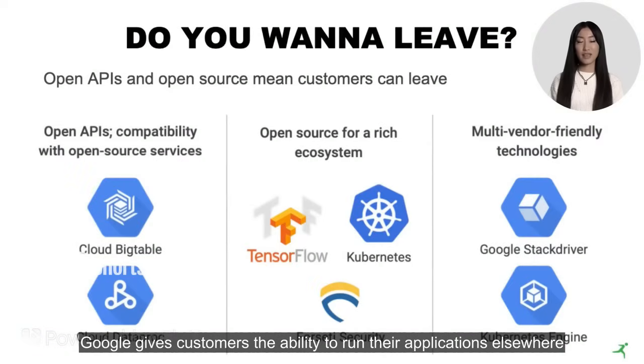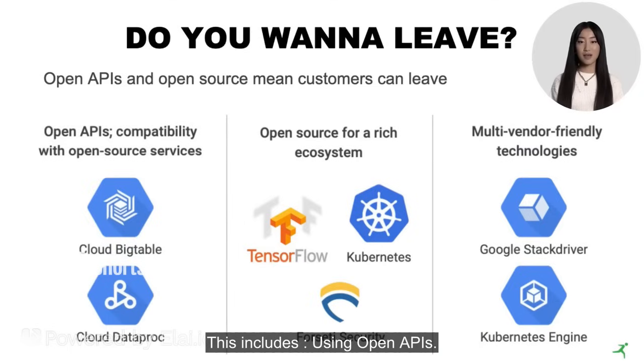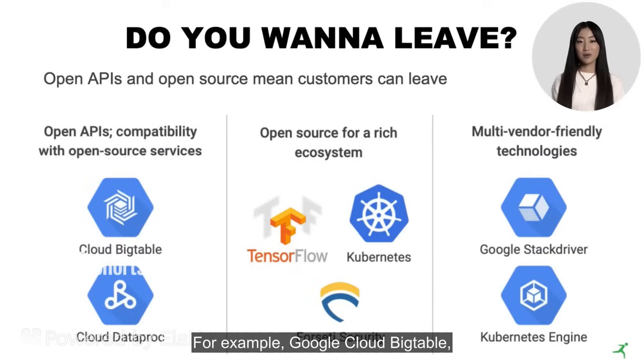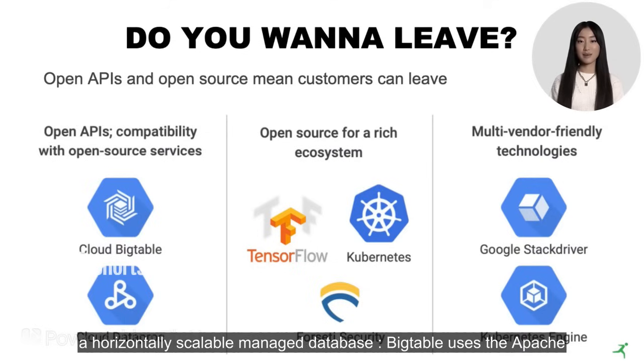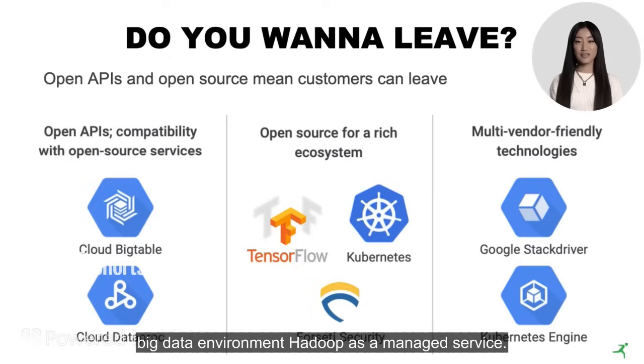Google gives customers the ability to run their applications elsewhere if Google becomes no longer the best provider for their needs. This includes using open APIs. Google services are compatible with open-source products. For example, Google Cloud Bigtable, a horizontally scalable managed database. Bigtable uses the Apache HBase interface, which gives customers the benefit of code portability. Another example, Google Cloud Dataproc offers the open-source big data environment Hadoop as a managed service.